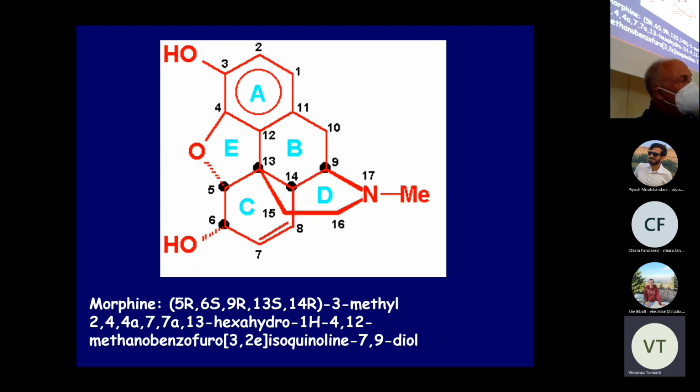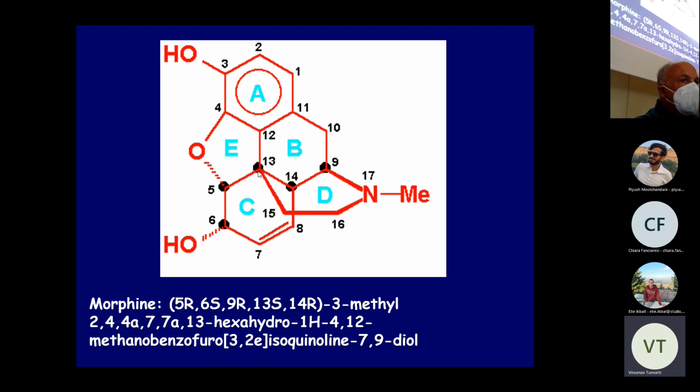So we have 5 chiral carbon atoms, 2 for 2, 4, 8, you see, 16, 32 isomers. But we have to consider only 16 isomers, not 32. Why?